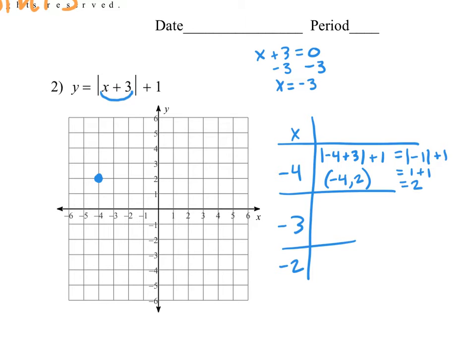Next we're going to plug in negative 3. So we have negative 3 plus 3 in our absolute value plus 1. What's negative 3 plus 3? 0. And 0 plus 1? 1. So this is negative 3, 1. So we go to the left to negative 3 and up 1.